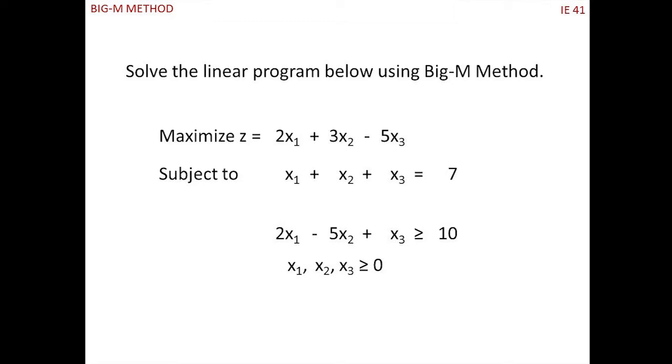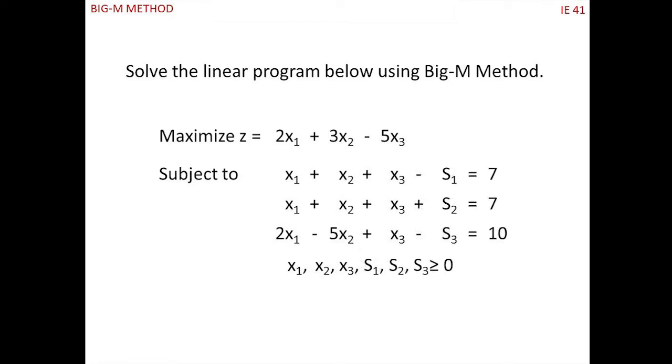The linear program given has two constraints, one equality and one greater than or equal to inequality. The first step is to rewrite the equality constraint as two inequality constraints. Now we have three inequality constraints, two of which are greater than or equal to inequalities. We introduce the surplus variables s₁ and s₃ to the greater than or equal to inequalities, and the slack variable s₂ to the less than or equal to inequality.